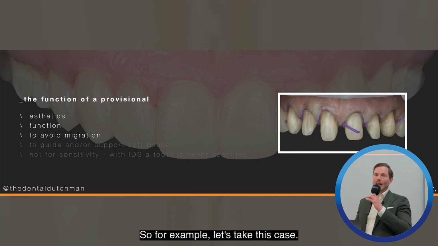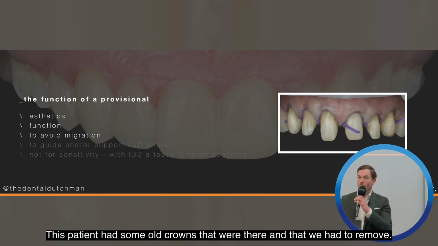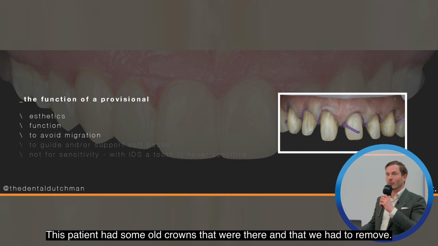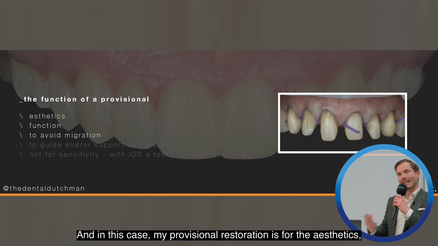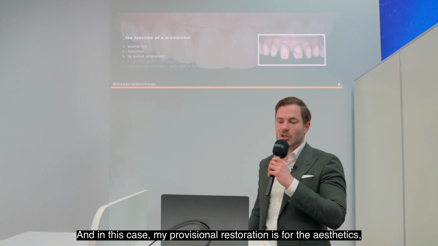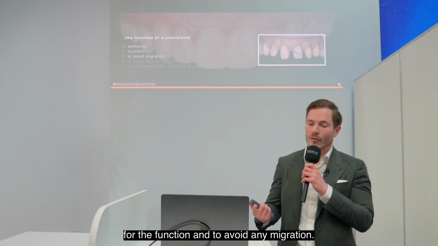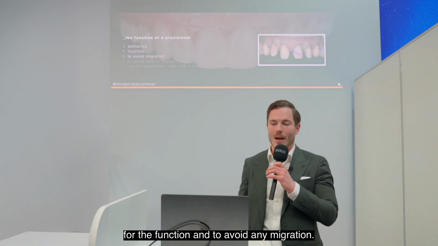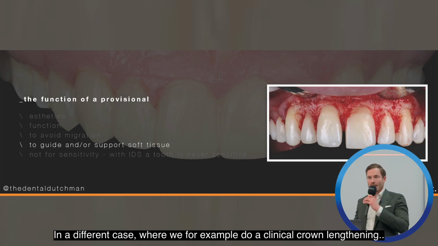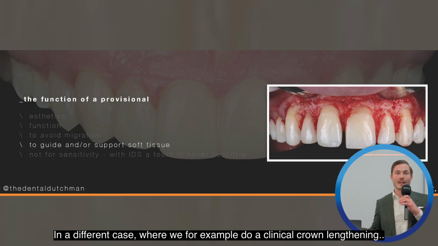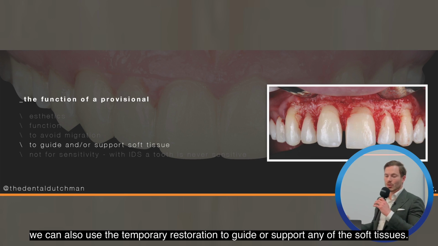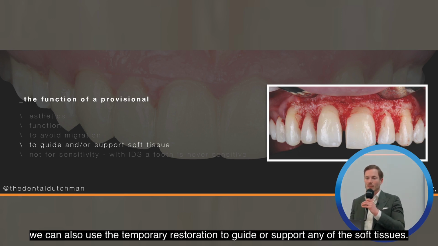So, for example, let's take this case. This patient had some old crowns that were there and that we had to remove, we had to redo them. And in this case, my provisional restoration is for the aesthetics, for the function, and to avoid any migration. In a different case, where we, for example, do a clinical crown lengthening, we can also use the temporary restoration to guide or support any of the soft tissues.